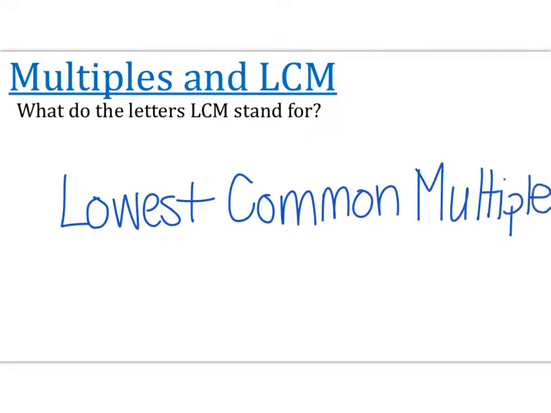Yesterday we found the common factors. Today we're looking for the common multiples. So today we're going to list out all of the multiples of some numbers, and then we're going to look for the smallest one or the lowest one, which is common to both of them. All right, the answer is right there.